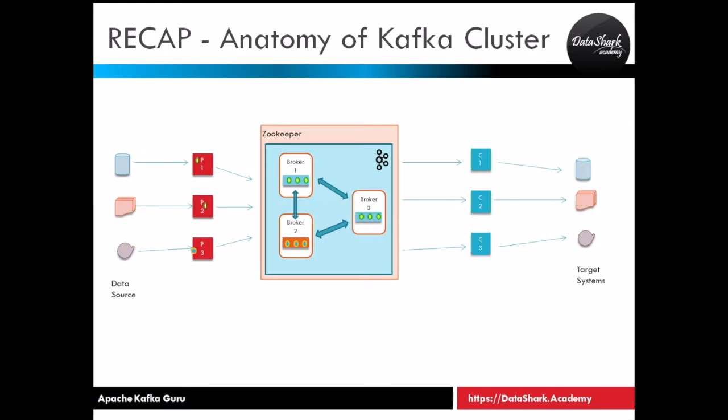Now here you can see that you have three producers and three consumers, and you are getting data from different sources through producers into your Kafka cluster. Then your consumers are reading that data, processing it, and sending it over to the target systems. So in a nutshell, this is an example of real-time processing.